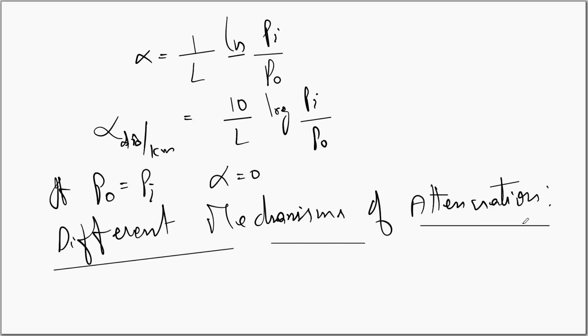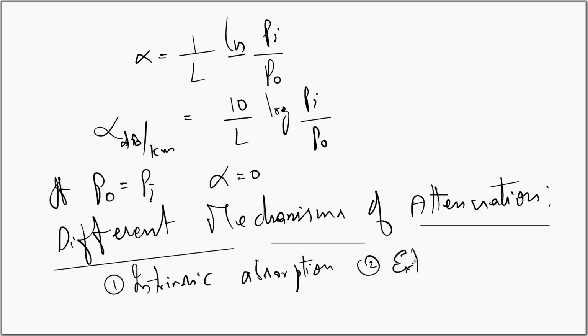One can explain the attenuation using a number of mechanisms. However, all these mechanisms are broadly classified into two. The first one is intrinsic attenuation or absorption. Second one is extrinsic attenuation. By the term intrinsic, one can understand that the component of this attenuation is intrinsic to the optical fiber itself. And when you say extrinsic, then the extrinsic attenuation component is arising on account of some external factors.